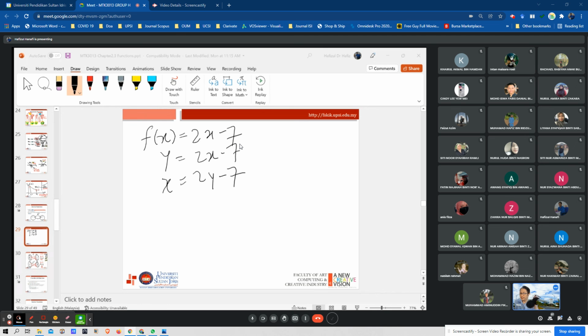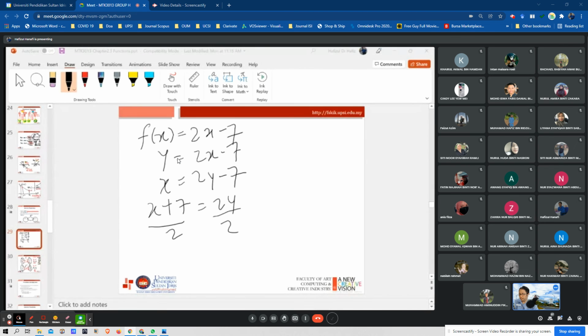Okay, and then we want to isolate y. x plus 7 equal to 2y, so divide by 2. Also divide by 2. So x plus 7 divided by 2 is equal to y. So we can write the final answer as the inverse function is equal to x plus 7 divided by 2. So we can say f inverse of x is equal to x plus 7 divided by 2. Okay, do you have any questions? Is it okay?